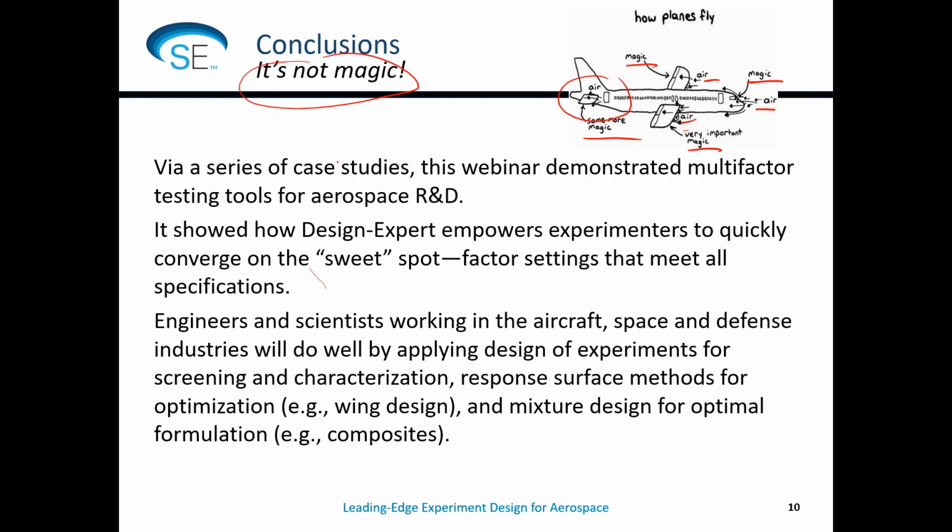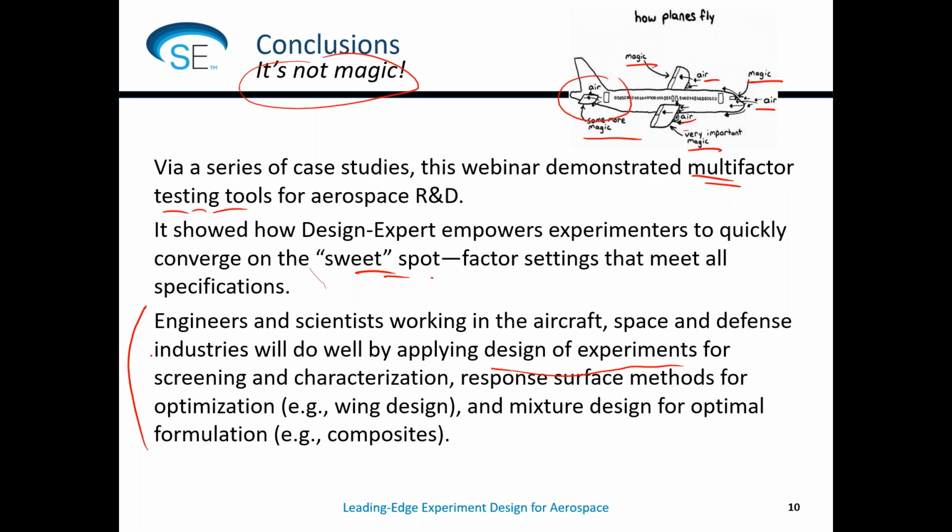But then using this multi-factor testing approach, you'll be able to more quickly converge in on where that sweet spot is. So definitely it's going to be good for all the engineers and scientists working in the aircraft, space, and defense industries to apply this multi-factor design of experiments.